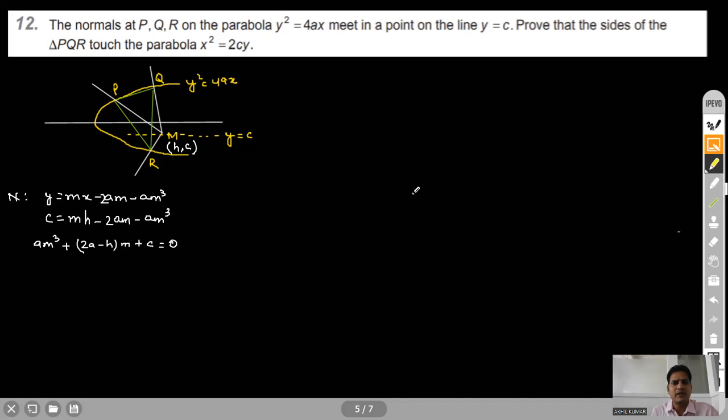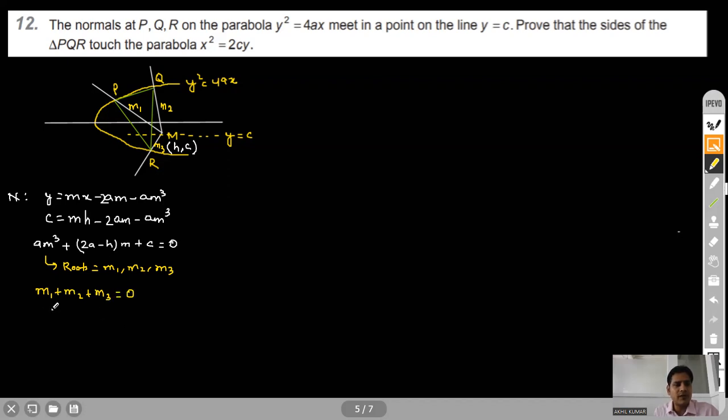Now, this is a cubic in m, which will have three roots. Let me assume the roots to be m1, m2, and m3. So what does it mean? This means that the slope of the tangent PM is m1, the slope of the normal MQ is m2, and the slope of the normal MR is m3. Now, since the coefficient of m^2 is missing in this cubic equation, we can say the sum of the roots, m1 + m2 + m3, will be equal to 0.